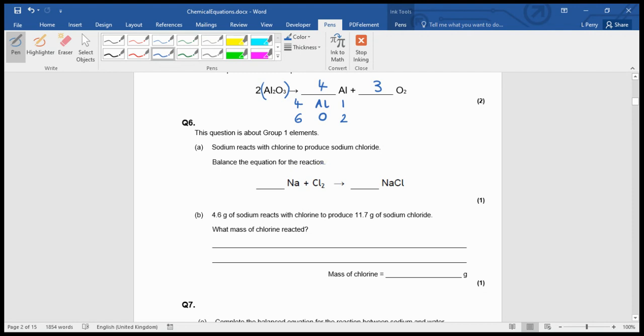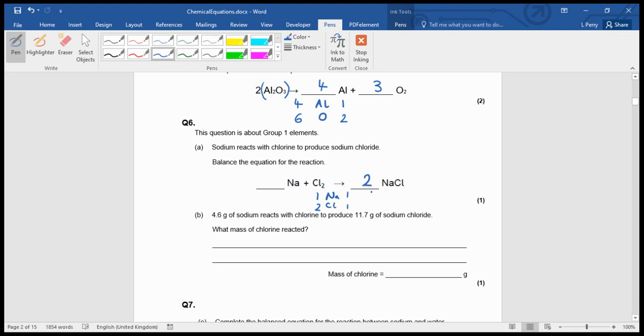Again, another balance the equation. So writing out what I've got, Na and Cl. On the left at the moment, I've got 1 Na and 2 Cls. And on the right, I've got 1 of each at the moment. So I can see I need more Cls on the right. I need twice the amount, so I'm going to times it by 2.